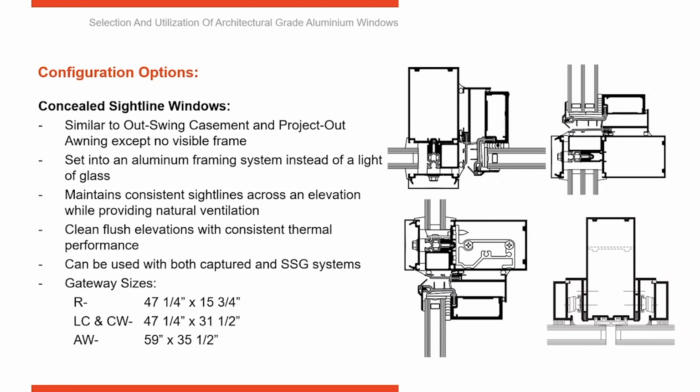These are not standalone windows. You wouldn't have a punched opening with a concealed sightline window in it. It has to be part of a larger storefront or curtain wall elevation. So they're designed to be set within another glazed elevation, but the frame is all to the interior. So if you look at the elevation from the outside, you don't see a buildup of frame around the operable unit. The frame is all to the interior. So it gives you a nice seamless look across an elevation where windows don't jump out at you because of the added sightline of the window.